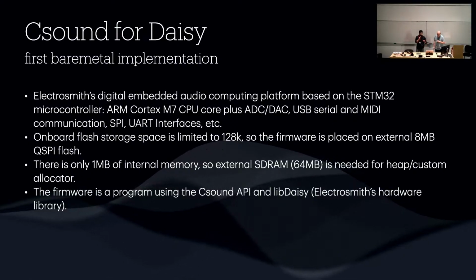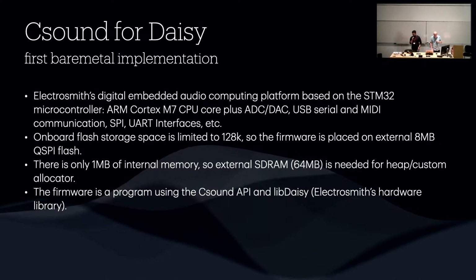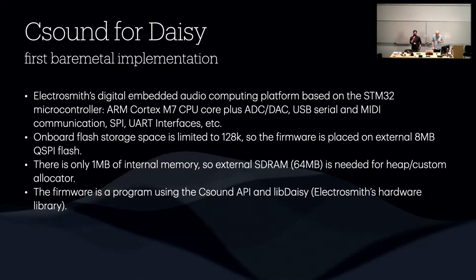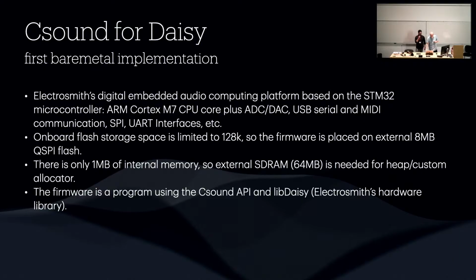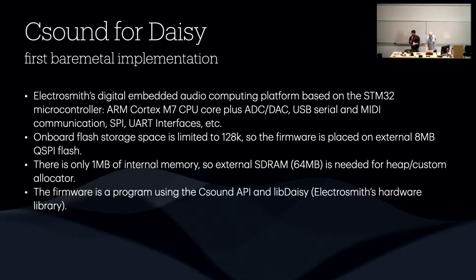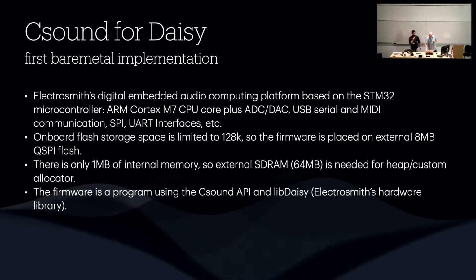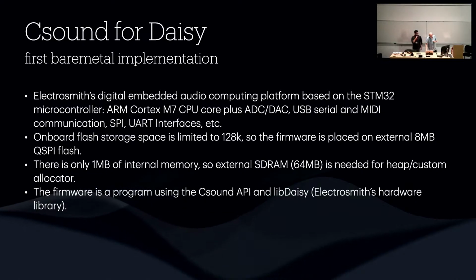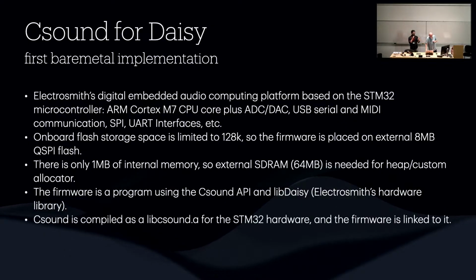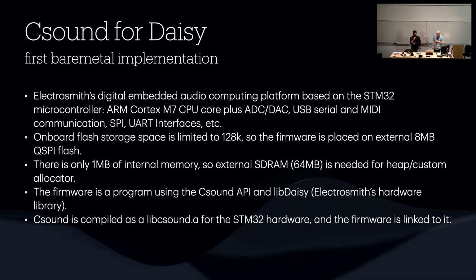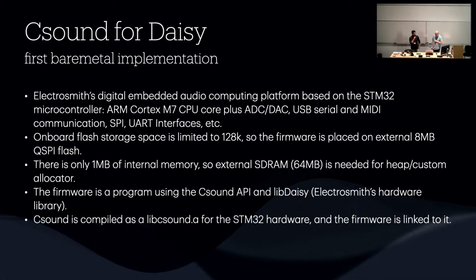There are a few constraints with this as well, which we had to deal with. The onboard flash storage space for the programs is quite limited, so we had to put it on the QSPI external flash, which is there on the Daisy board. It's quite easy to do that as well. And then there's also quite limited internal memory on the microcontroller, but the board has an option of getting external SDRAM of 64 MB. So we just moved the custom allocator and the heap to that.